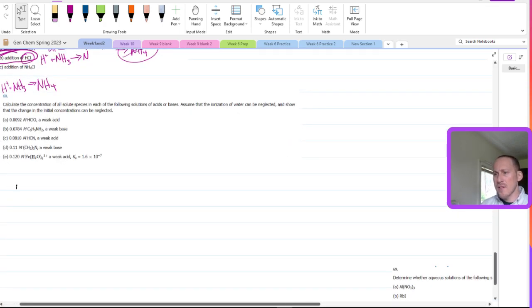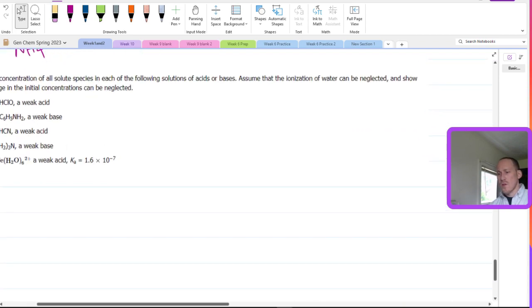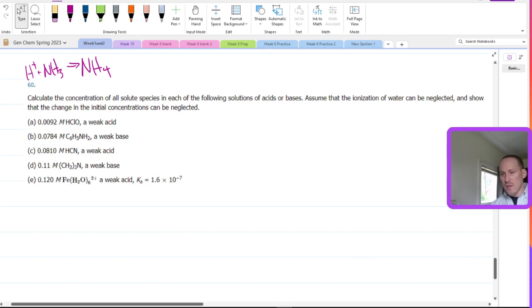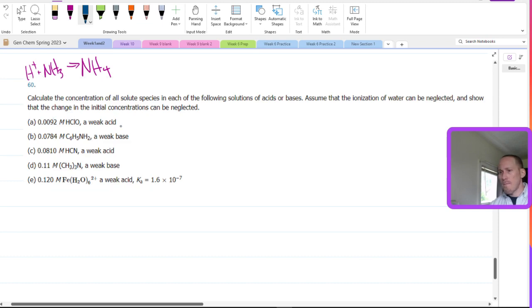All right. Calculate the concentration of all these species. I think I was only supposed to do certain ones of these, so let me see here. Okay, so we're going to ignore the ionization of water for these, so we're just looking at it based on what it says here. So I think we should do this one. Maybe let's just do this one, because I need to know its K values, of all solute species in each of the following.